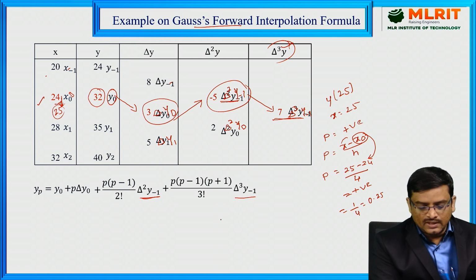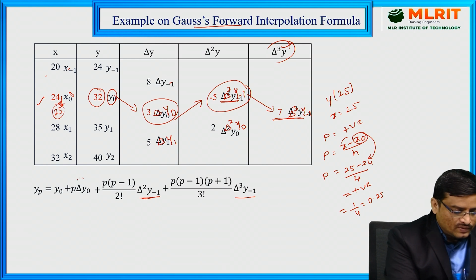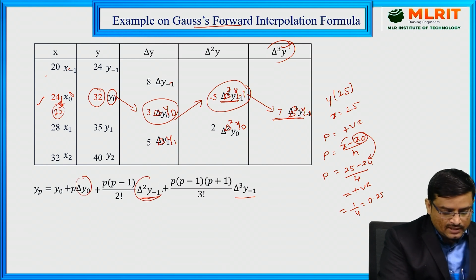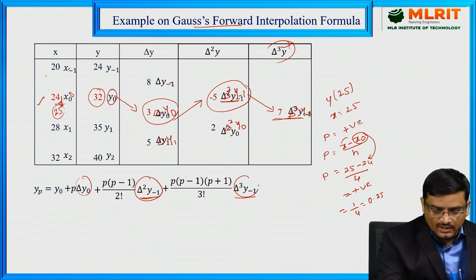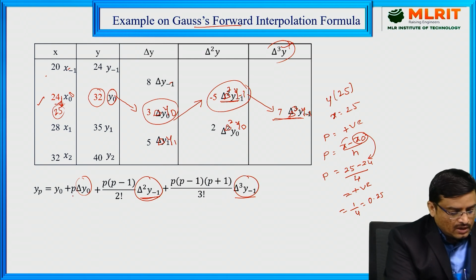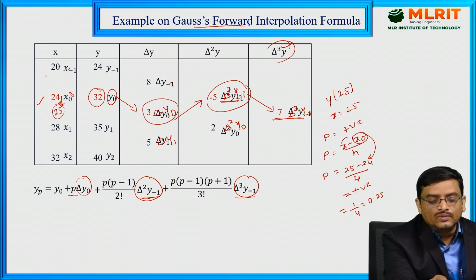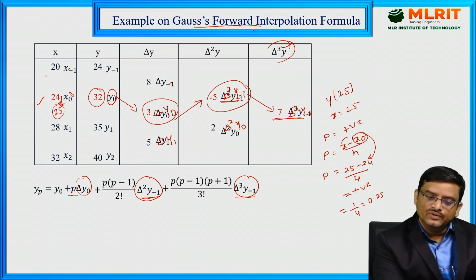So we have taken that delta cube y suffix minus 1. And one more, this is about the coefficients of this delta y naught, delta square y suffix minus 1, delta cube y suffix minus 1. Now if you concentrate on P here, since we are applying the Gauss forward, we are very familiar with the Newton's forward.